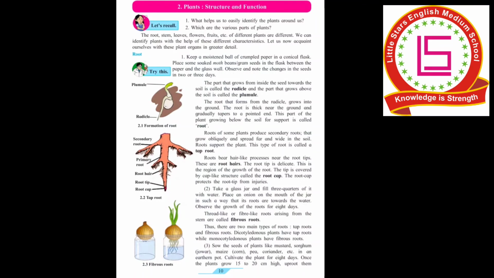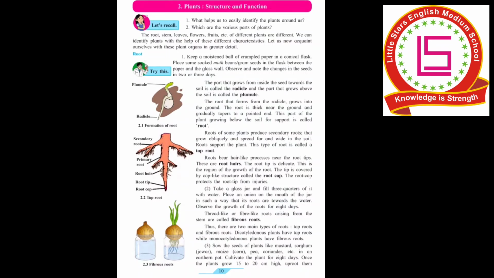After 8 days, the second picture shows you thread-like or fiber-like roots arising from the stem. They are called fibrous roots. Thus there are two types of roots, tap roots and fibrous roots. Dicotyledon plants have tap roots, and monocotyledon plants have fibrous roots.